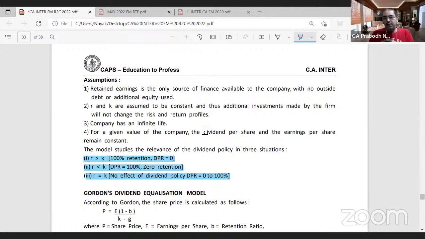R is equal to K. If I give you the money, you will get 12% returns. If you keep the money with me, I will also give you 12% returns. It doesn't make a difference whether the money is with you or with me. So there is no effect on the dividend policy; DPR can be anywhere from 0 to 100%. That is when R is equal to K.